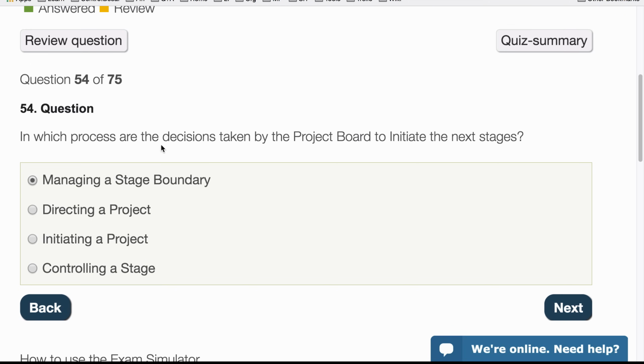In which process are the decisions taken by the project board to initiate the next stages, so to start the next stages? So that's the decision they take for every new stage that starts. So where does a project board sit? Well, they don't sit in managing a stage boundary, they sit in the directing a project process. That's where they take all the decisions. So we don't really have to look in the other two. The next stage plans are created here, but the decisions are done here.